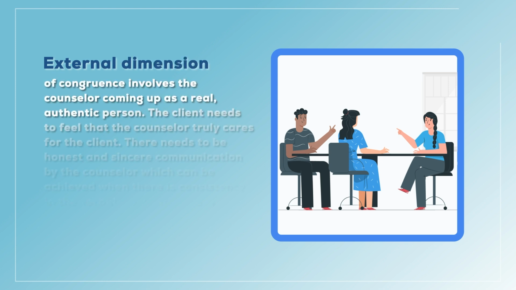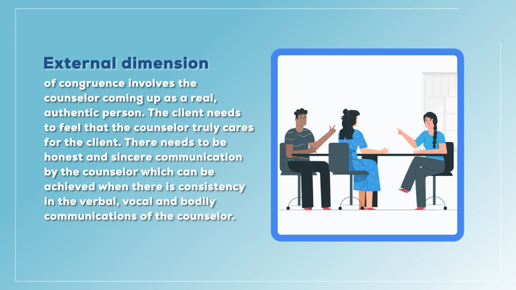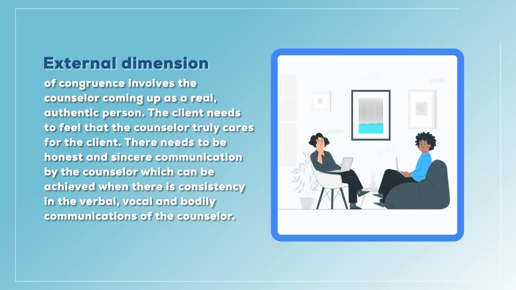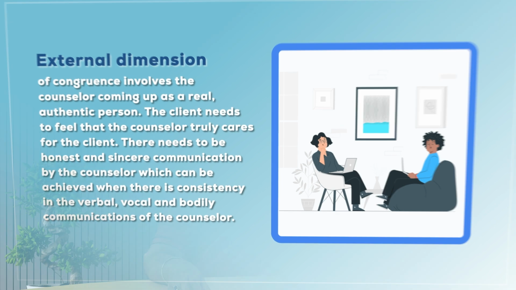Now, let us see what we mean by external dimension. External dimension of congruence involves the counselor coming across as a real or authentic person. The client needs to feel that the counselor truly cares for the client. There needs to be honest and sincere communication by the counselor, which can be achieved when there is consistency in the verbal, vocal, and bodily communications of the counselor. That is, what the counselor is saying, how the counselor is feeling, what the counselor's body language is expressing. There has to be consistency in all these aspects.